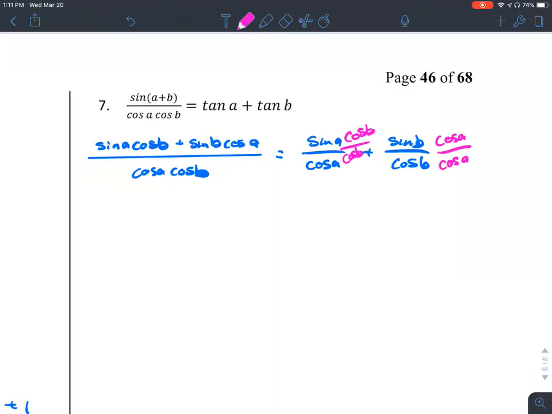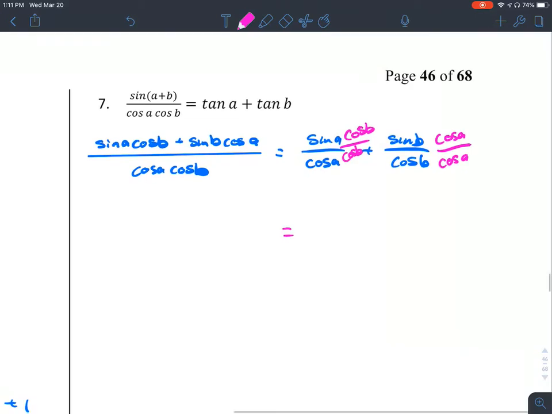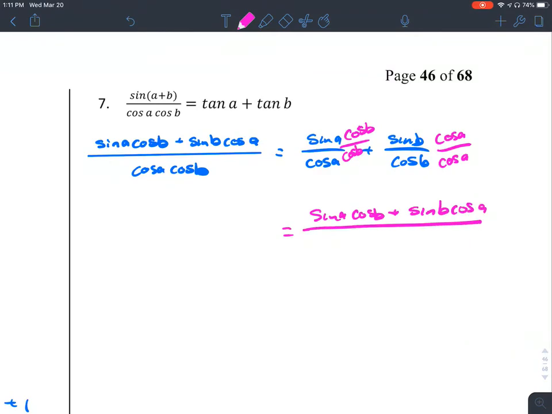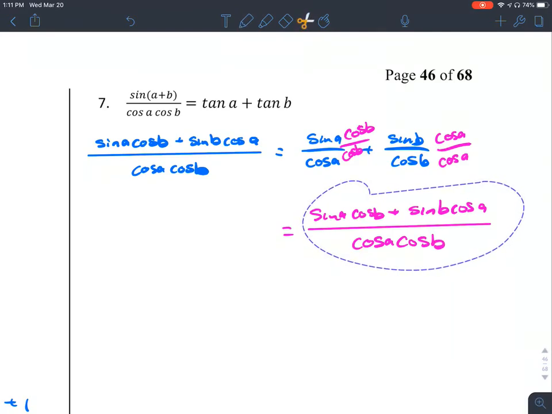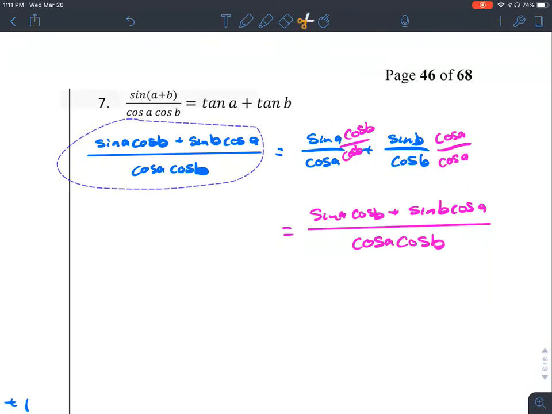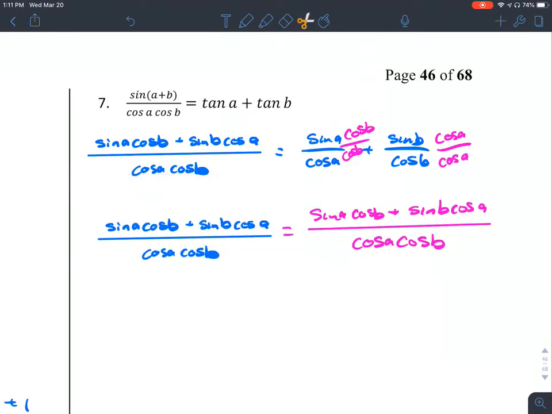Same as multiplying by 1. And I'm working with the right side now because I don't know what to do with the left side. I honestly have nothing. So that's going to give me sine of A cosine of B plus sine of B cosine of A over cosine of A cosine of B. And that's what the left side is already. Cool. So it worked out.